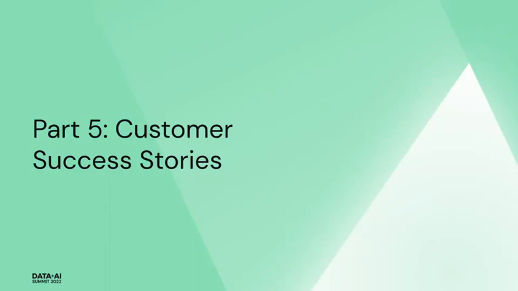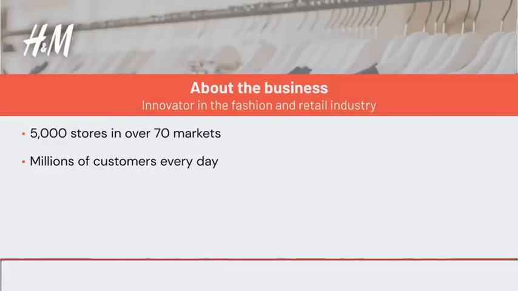All right, let's look at a customer success story. We'll start off by looking at H&M. H&M is a huge innovator in the fashion and retail industry. They rely on data as the core for everything they do, and they have stores opening up globally at a very rapid pace. H&M needed to improve their supply chain and forecasting operations to streamline their costs and maximize their revenue.